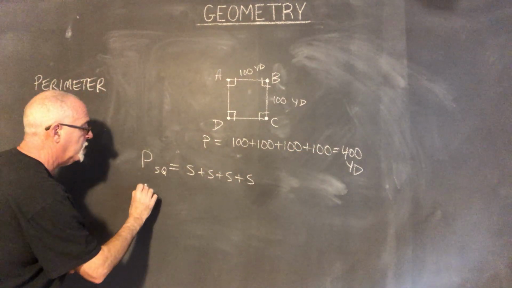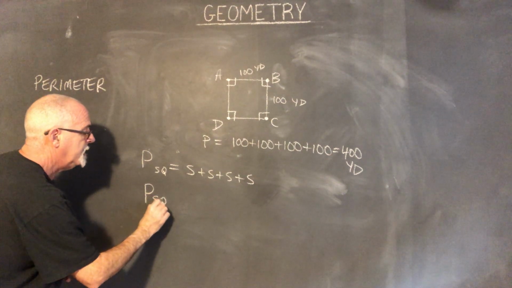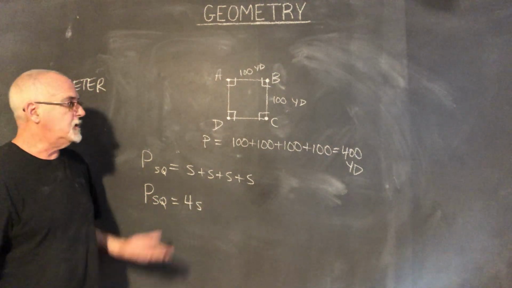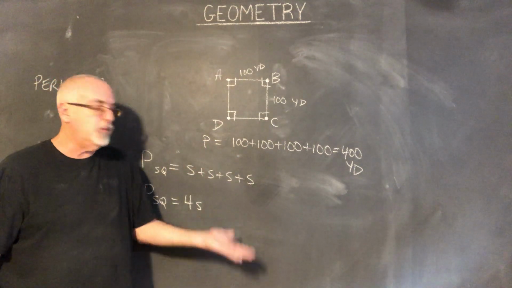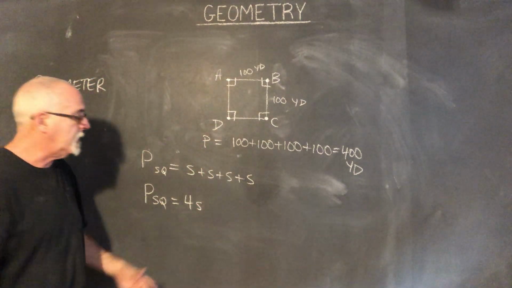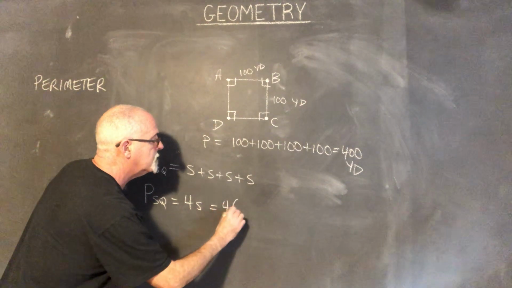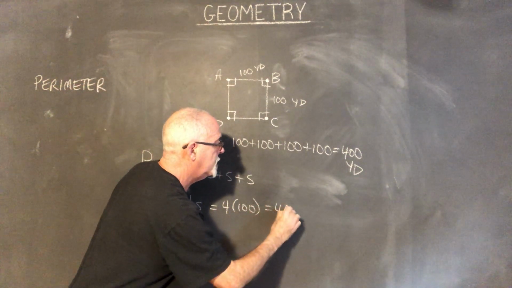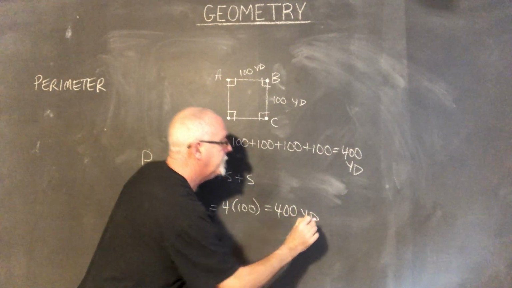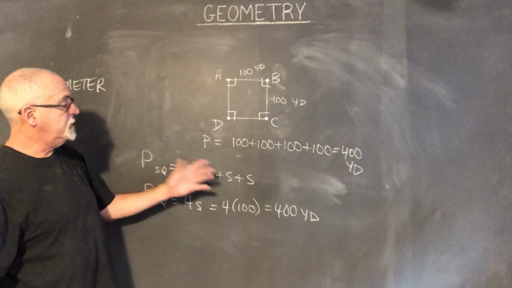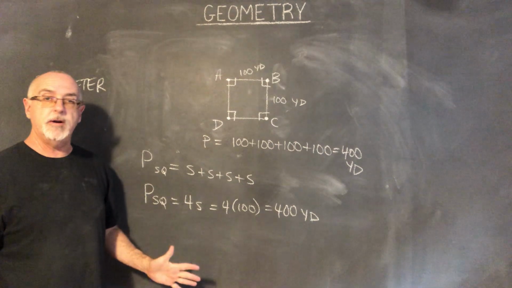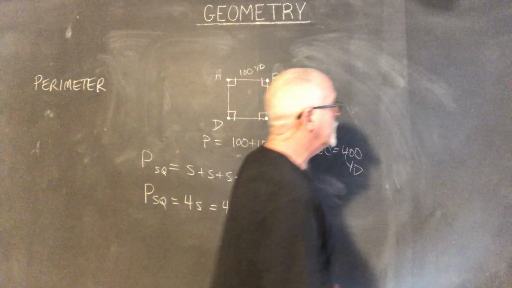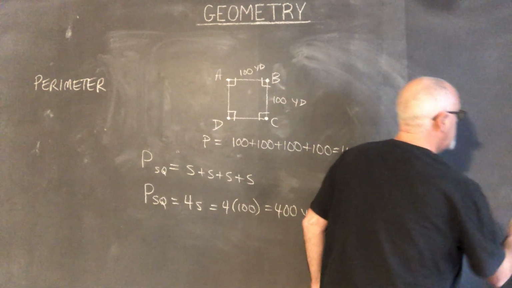But another way that we can give the perimeter of the square is to say it is going to be 4S, because there are 4 sides of the square and they're all the same length. We can say 4 times the side length. In this case, that is 4 times 100. And that is also going to give us 400 yards. We have shown two different ways of finding the perimeter of a square. Interesting. I can check off perimeter.